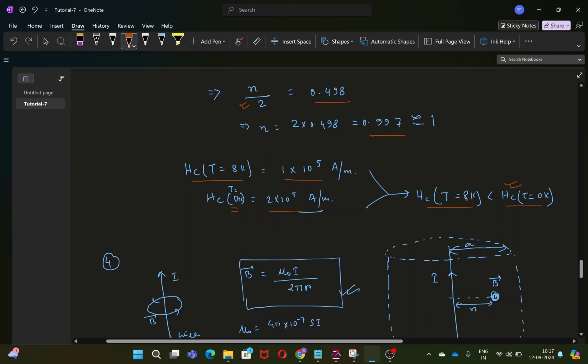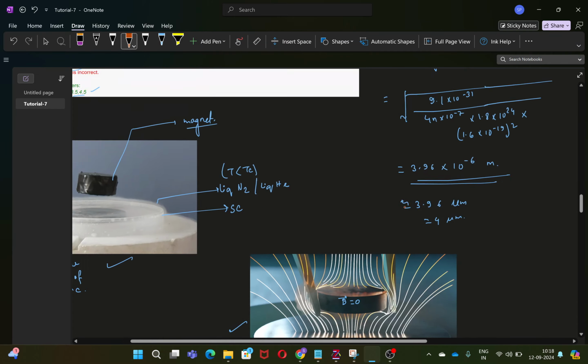So 8 Kelvin is a finite temperature which is below the critical point temperature 11.3 Kelvin. That means the material is still in superconducting state, but because it is actually not 0 Kelvin, the critical field required to make a transition into normal metal is actually lower than the critical field at 0 Kelvin. So this is cross verified. So our problem is solved accurately.